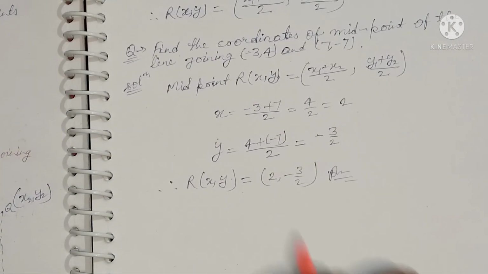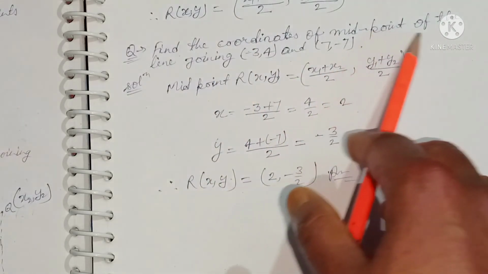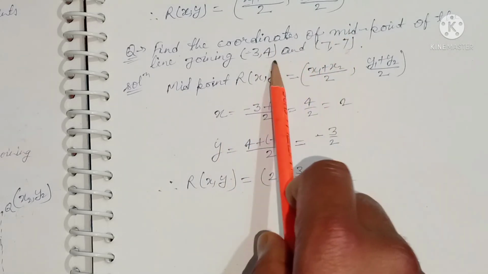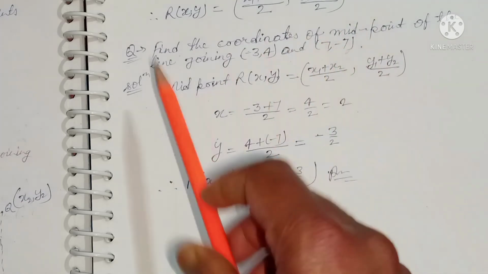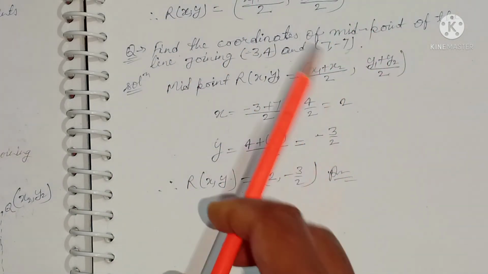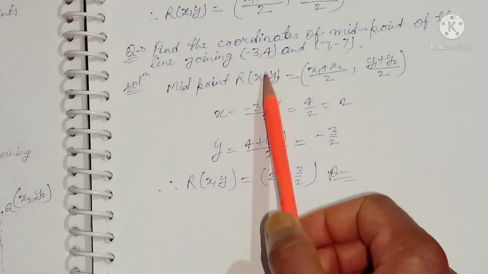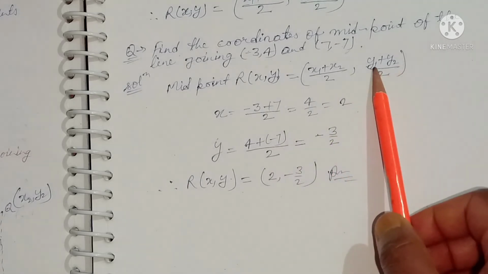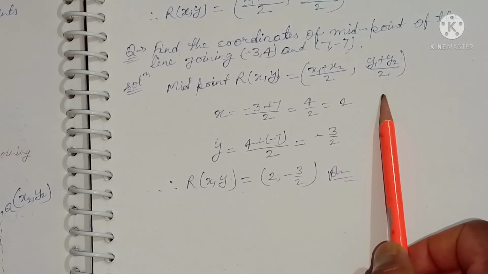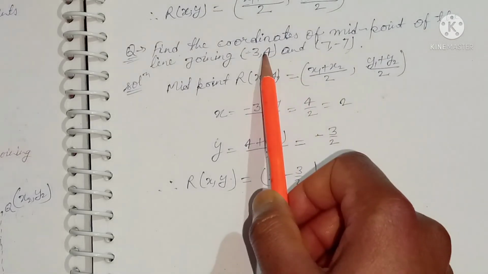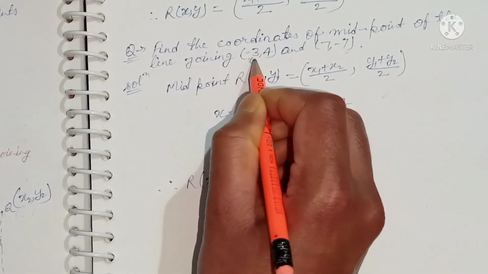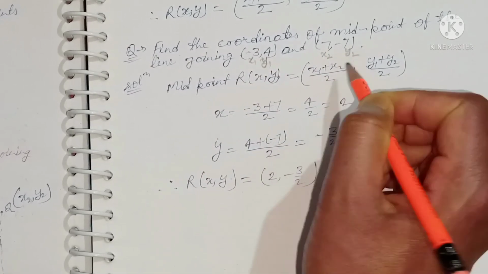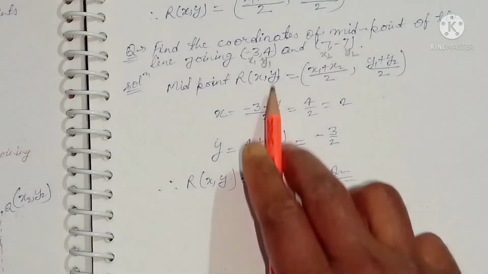Now see, find the coordinates of the midpoint of the line joining these 2 points. These 2 points are given, so we have to find the coordinates of the midpoint of the line joining them. Using the formula, x1 plus x2 divided by 2 will give the x coordinate, and y1 plus y2 divided by 2 will give the y coordinate. Now you can see, this is x1, this is y1, this is x2, this is y2. Now simply put in the values.